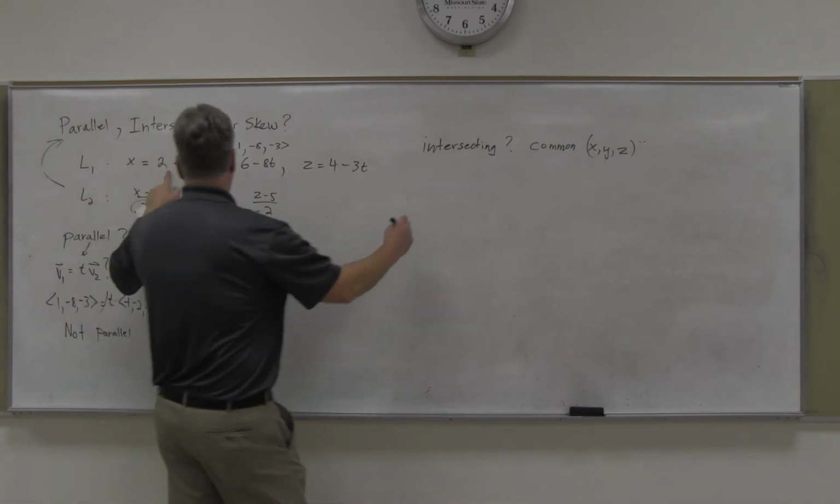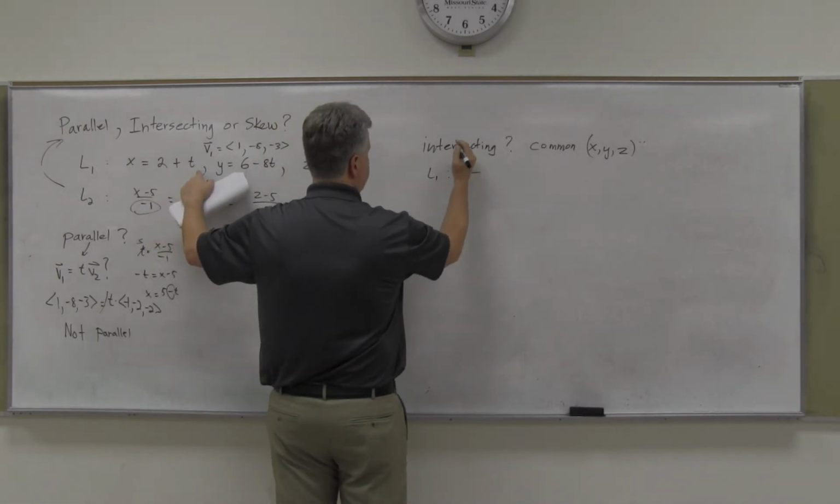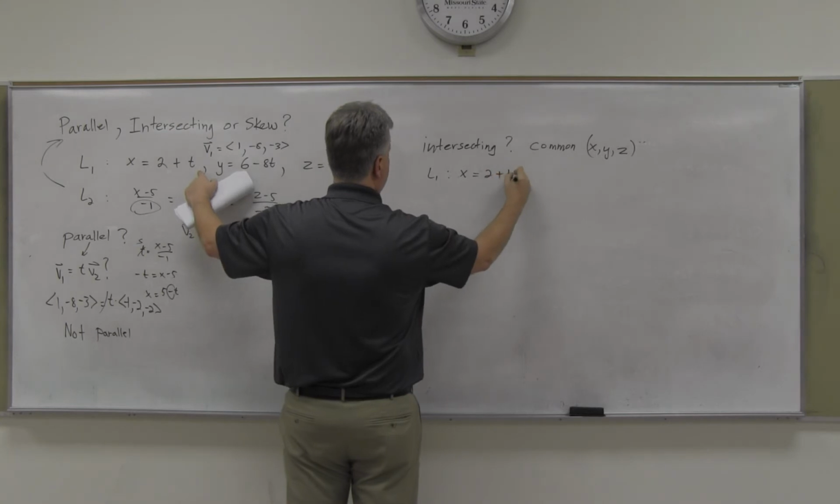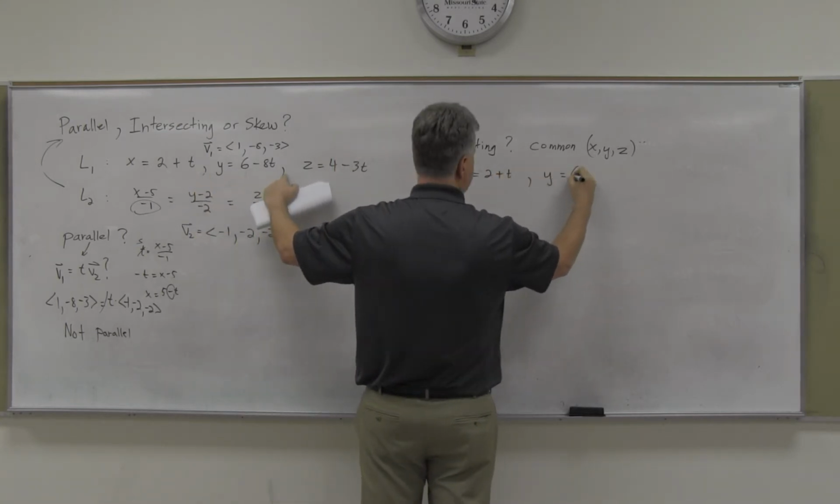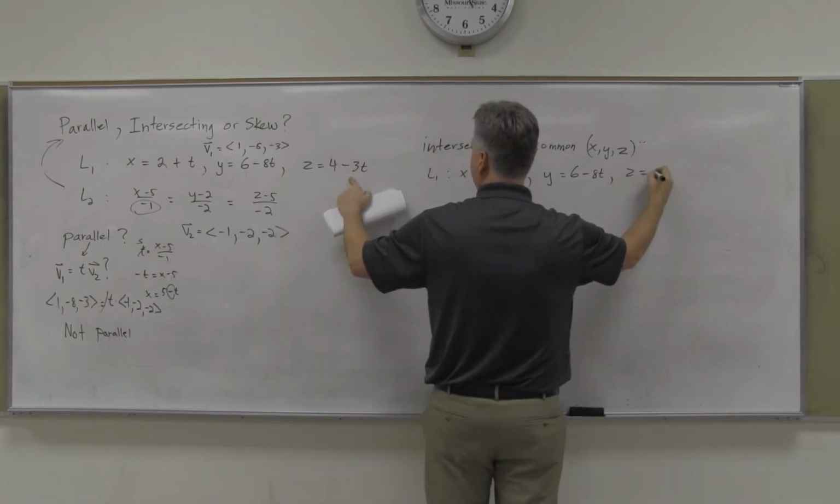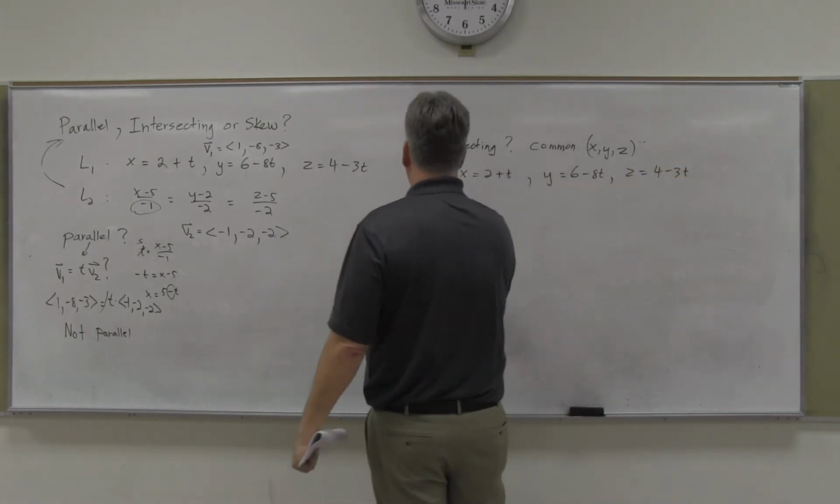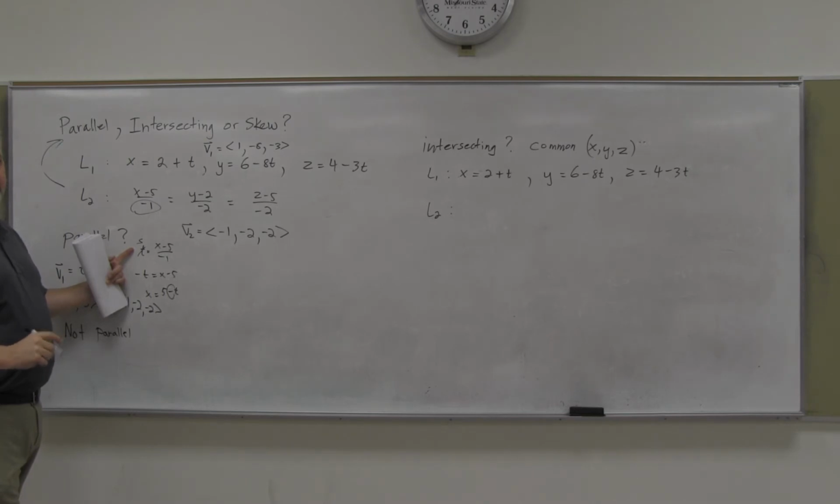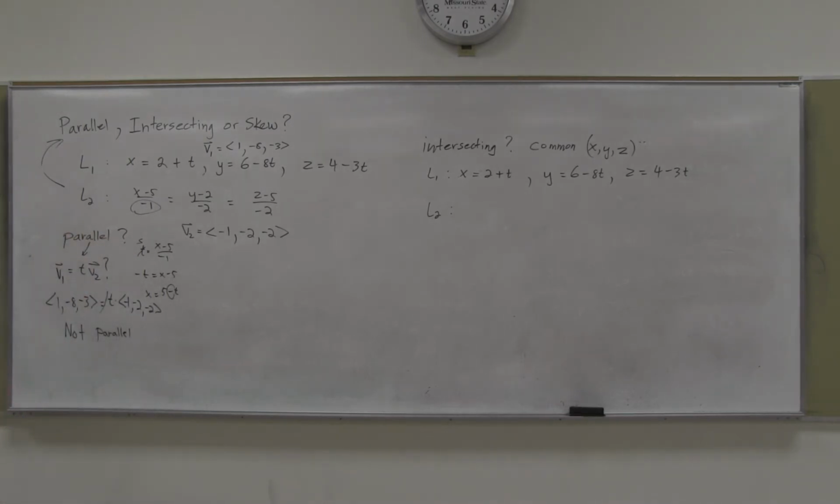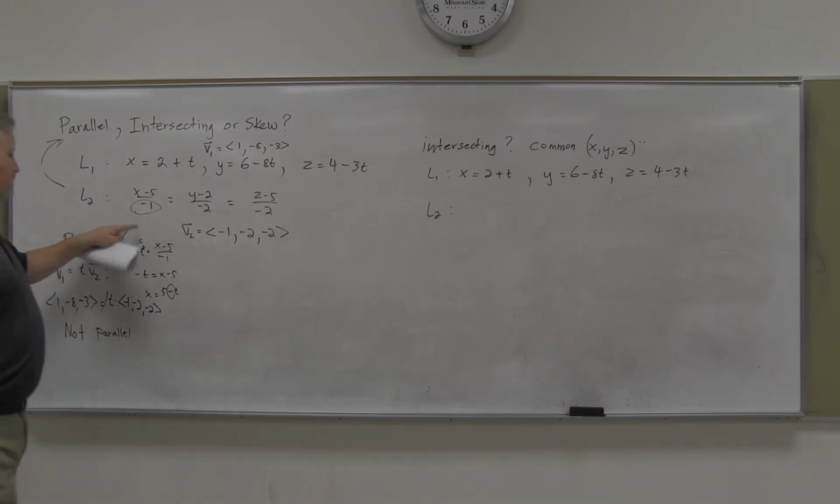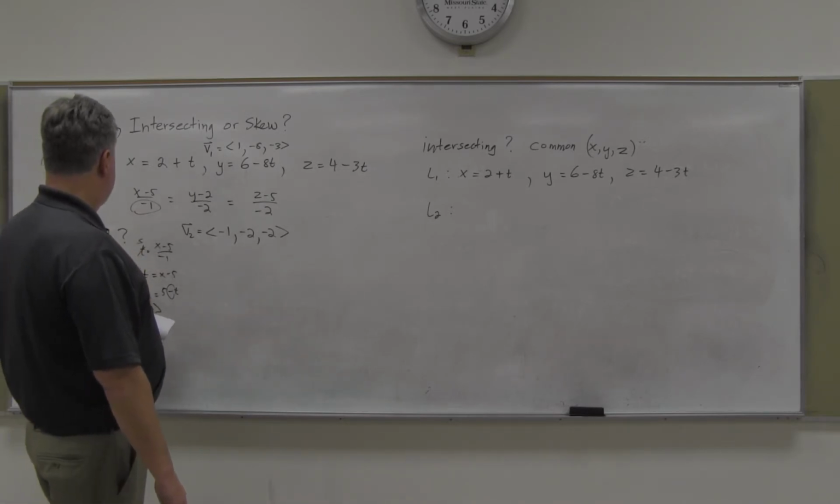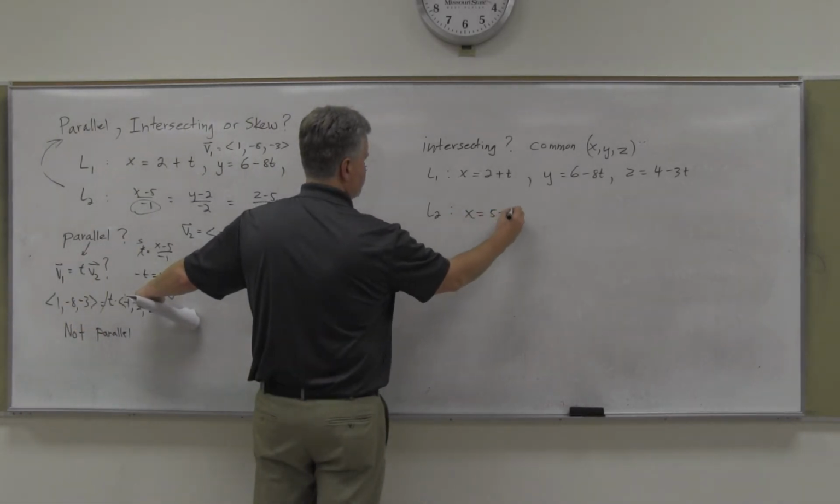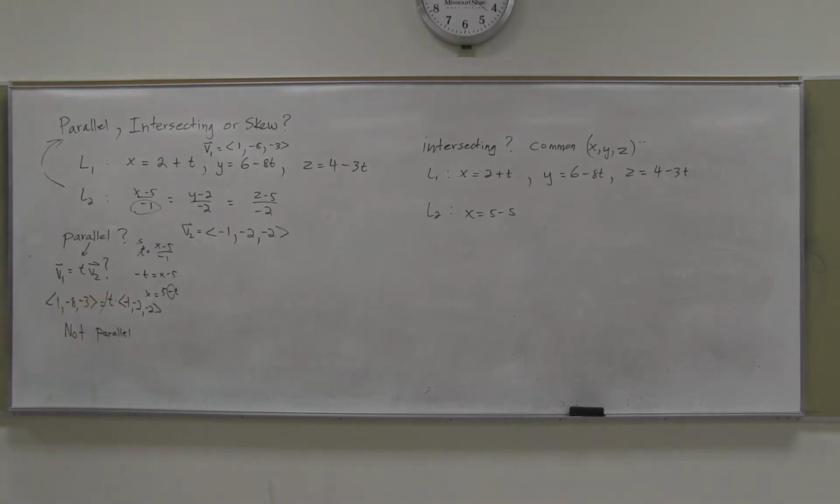So for line 1, we're going to have x equals 2 plus t, y equals 6 minus 8t, and z equals 4 minus 3t. For line 2, I'm going to put it back in the parametric form, but I'm going to use s instead of t, because the parameters don't have to be the same, it's just the x, y, and z. So x would be 5 minus s. Or you can use t1 and t2, I guess. That would probably make more sense.